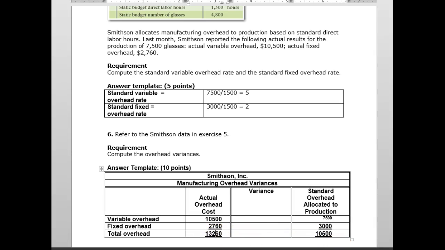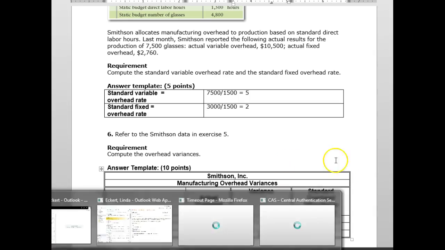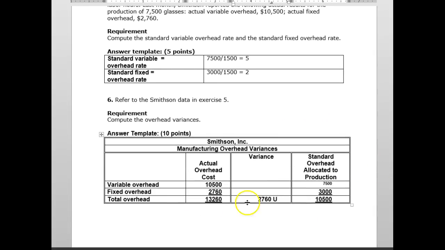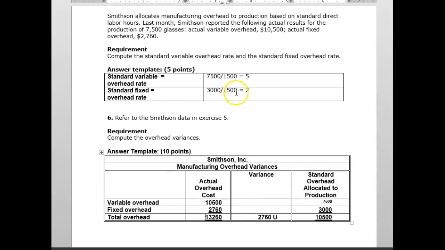It was 13,260. So the difference for the variance is what? It's this 2,760, and that's unfavorable. The numbers they used are very coincidental, okay? So we should have had an overhead of 10,500, and we had an overhead of 13,260. And we're trying to show you how overhead was allocated to use for direct hours. So that kind of gives you an idea there.